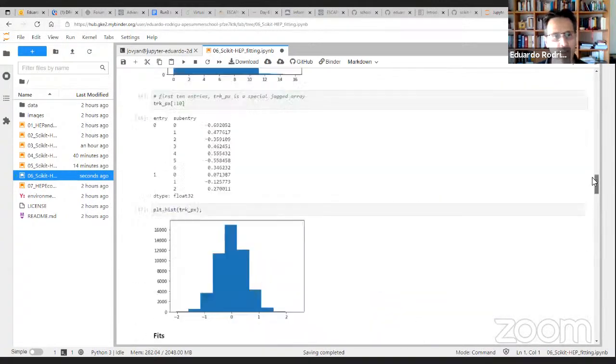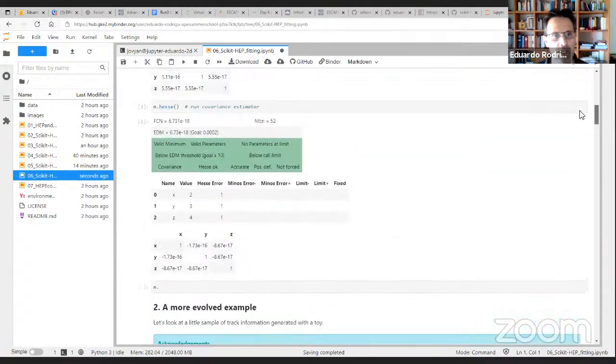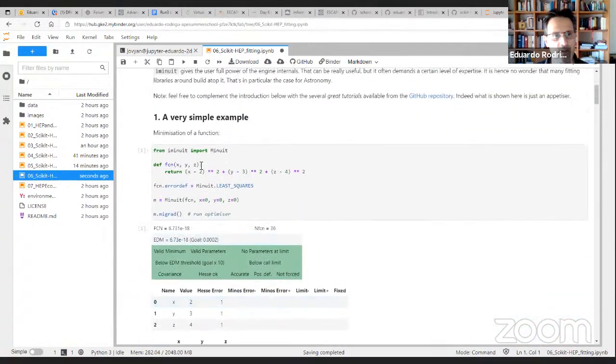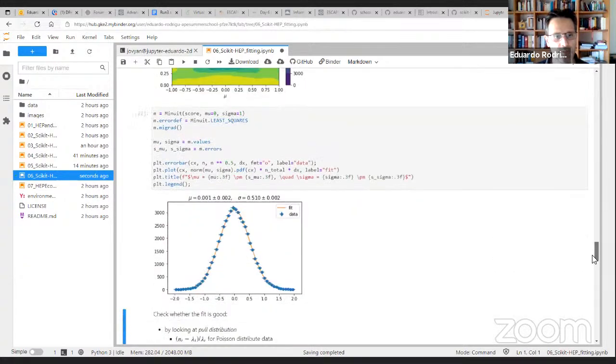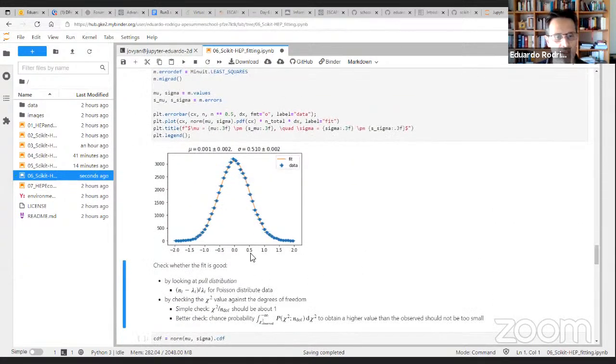Admittedly, it is far more complicated than this little function here, right? And you also have plenty of data. Okay. So unsurprisingly, the mu fitted to the shape that was indeed generated as a normal distribution is centered around 0 with a very small error, and the resolution is of 0.5, and it fits very well.